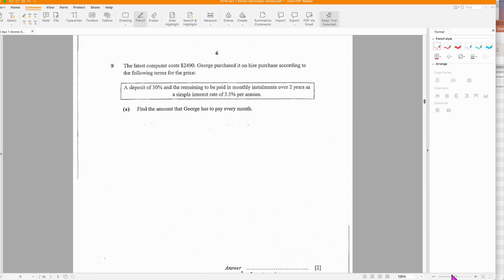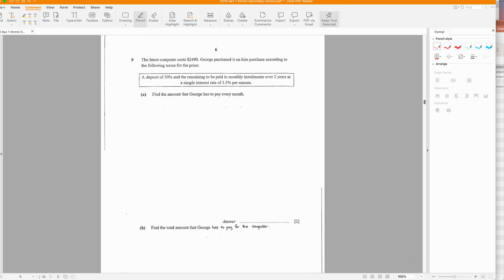Hire purchase scheme. Can you still remember hire purchase scheme? No. Hire purchase scheme is too far back. First, you pay for the 30%. Correct. And then after that, you have 70% left. And then 2490 you times the 70%, equals that number. And this is so-called your unpaid amount.